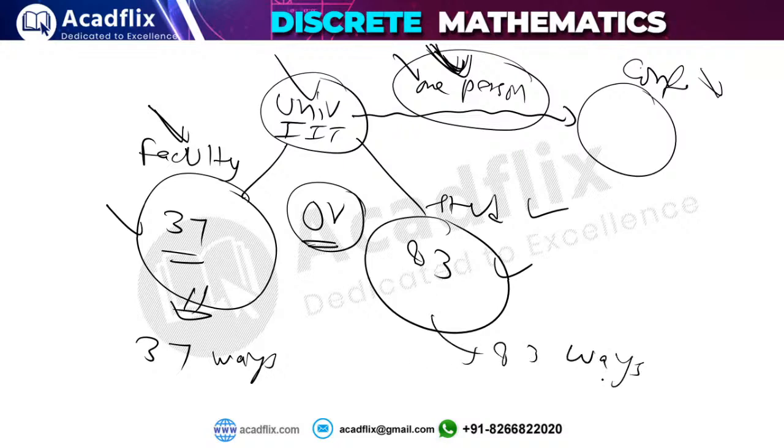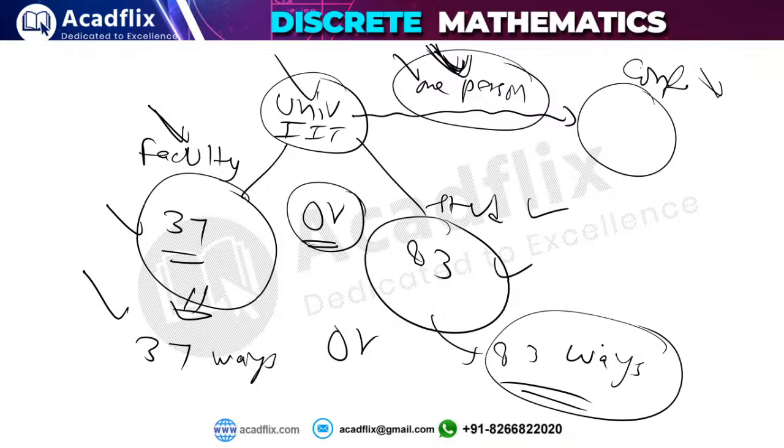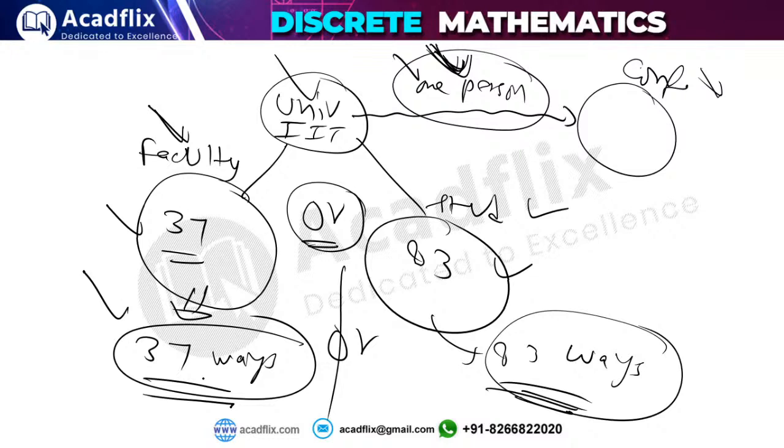How many ways are here? 83 ways are here. So you can see, either you can complete this task, means you can select one faculty and send this faculty to the conference, or you can select one student and send this student to this conference. So either you can do this or you can do this. And remember, of course, a faculty is not a student and a student is not a faculty. So these 37 ways are completely disjoint from these 83 ways, because these 83 ways means students, these 37 ways means faculties.